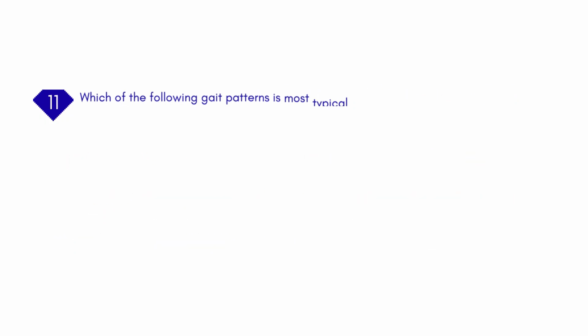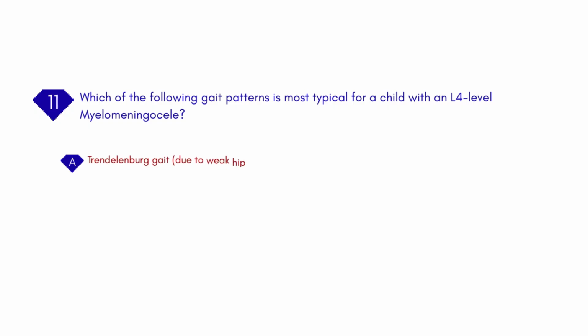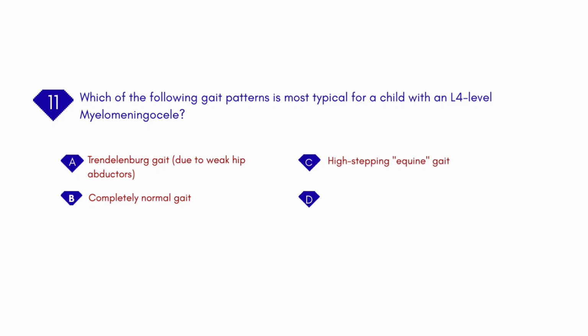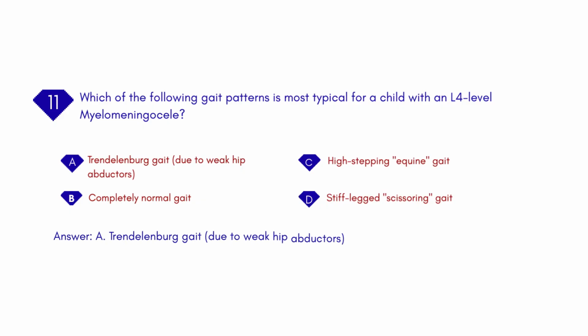Which of the following gait patterns is most typical for a child with an L4 level myelomeningocele? A. Trendelenburg gait, due to weak hip abductors. B. Completely normal gait. C. High-stepping equine gait. D. Stiff-legged scissoring gait. Answer, A. Trendelenburg gait, due to weak hip abductors.